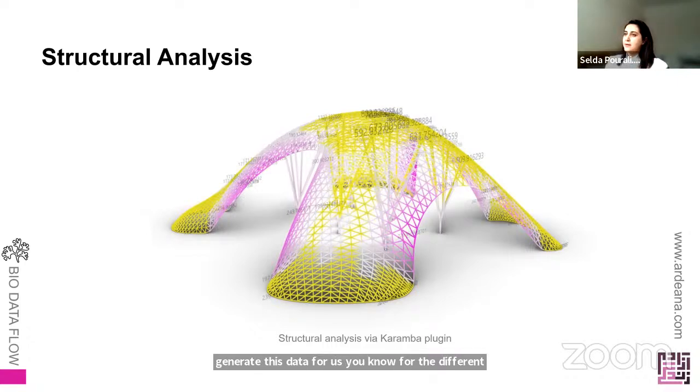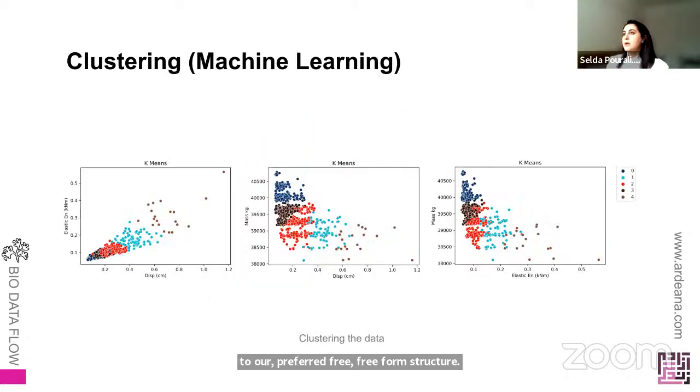Then we had this structural analysis on them according to our preferred freeform surface. Then by clustering this data according to, here you can see, displacement, elastic energy, and the weight of the element, we could cluster them. At first the data was not understandable, but with the help of machine learning, we could understand it. So we chose this category because it was the best result, the optimum between different factors.